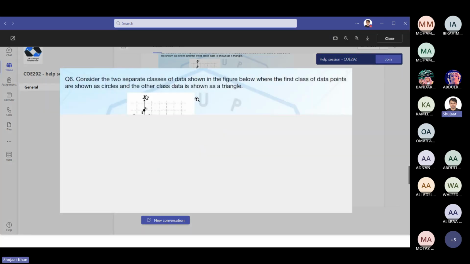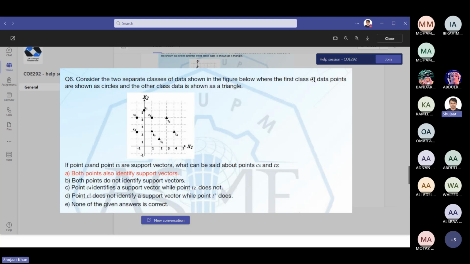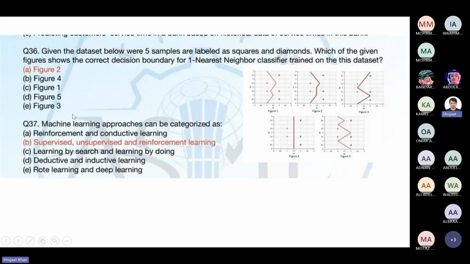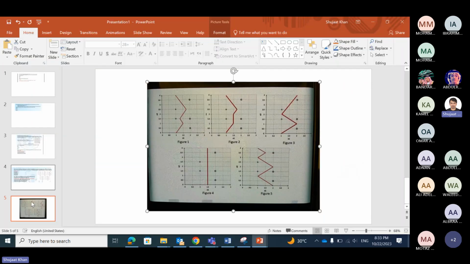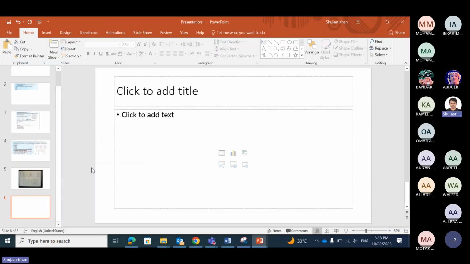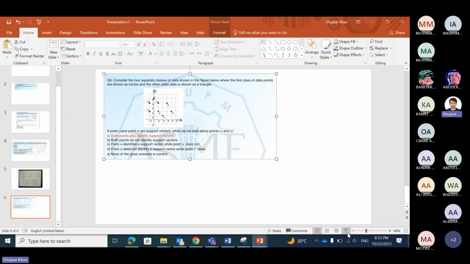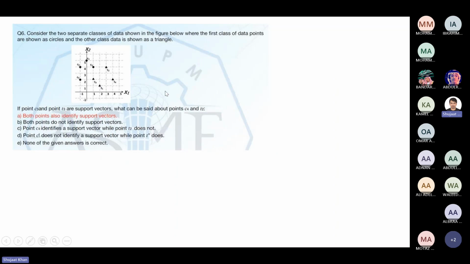Again, I think we have considered 2 separate classes shown in the figure, where the first class of the data points are shown in the circle. Here again, it's a trickier question because it's related to SVM, and let me check if you remember the concept we learned. I know I made so many arguments in the previous question. It could be solved very easily, but I want to give you the full details so that you can solve the other questions.